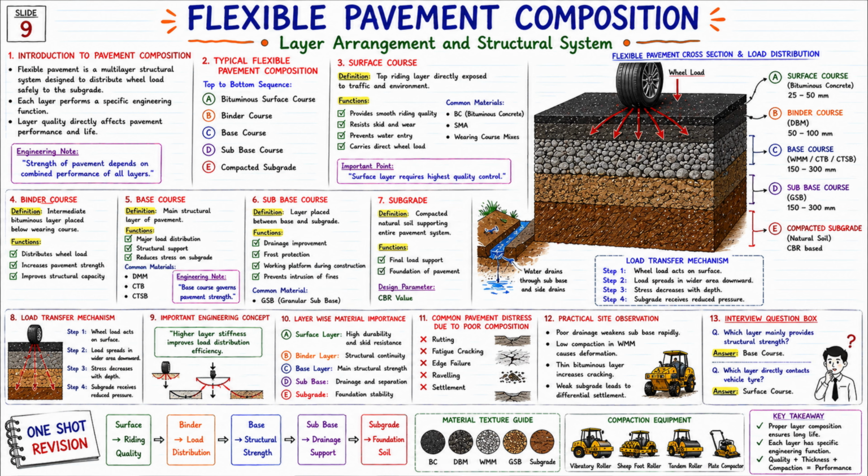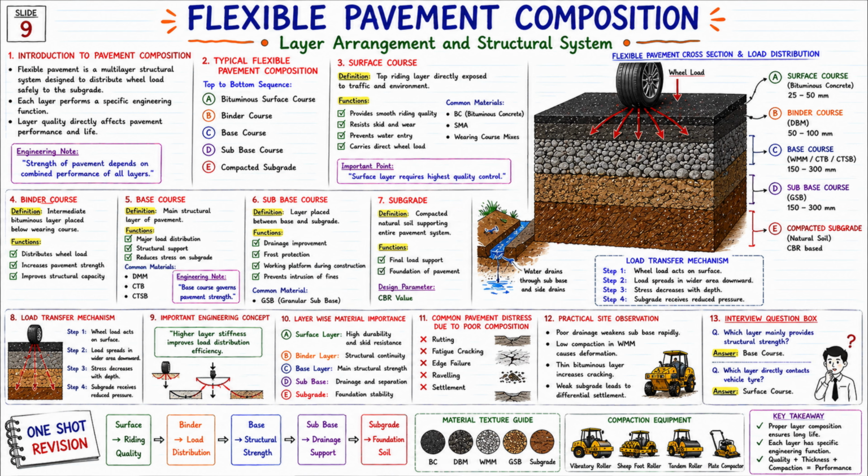Now let us look at the second topic: typical flexible pavement composition. The complete layer sequence from top to bottom is given here. A. Bituminous surface course is the topmost riding layer. B. Binder course. It provides a structural connection between the surface and base layer. C. Base course. This is the main structural layer. D. Sub-base course. It provides drainage and support. E. Compacted subgrade. This is the foundation soil of the entire pavement structure.